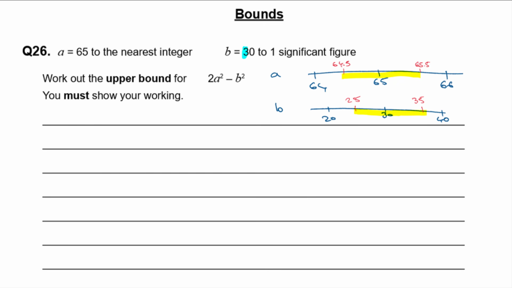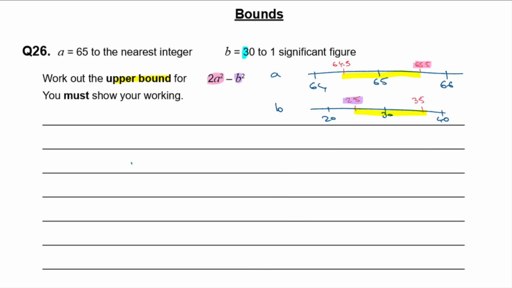Now we want to work out the upper bound of this expression, 2a squared minus b squared. If I want to make this as big as possible, then this positive part needs to be as big as possible, so I'm going to use the upper bound of a. When I square it and double it, it's going to be as big as it can possibly be. But then I take b squared away. If I want it to be as big as possible, I want to take away as little as possible, so for b I'm going to use the lower bound. What I take away is the least possible amount in the range of possible values of b.